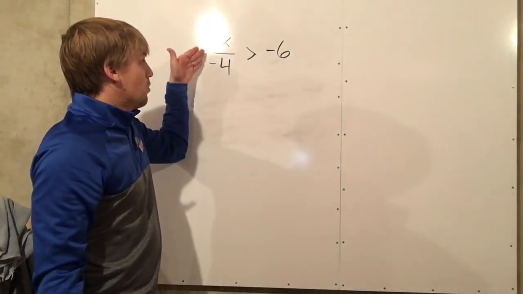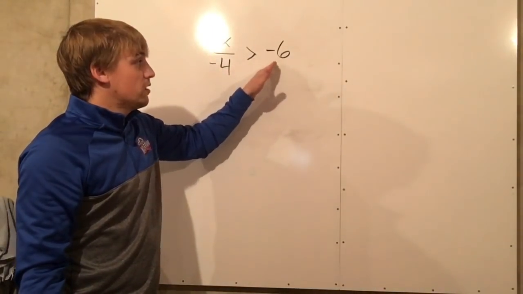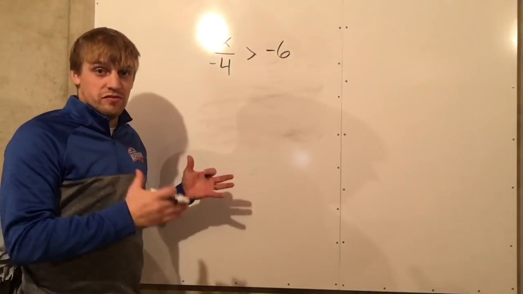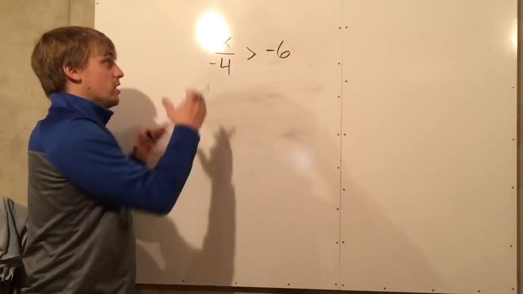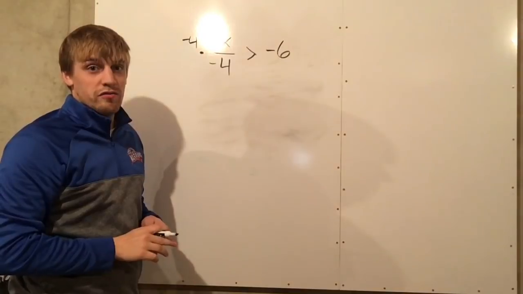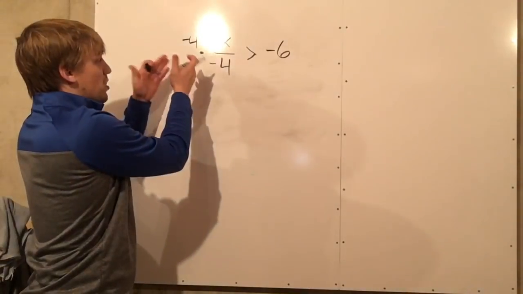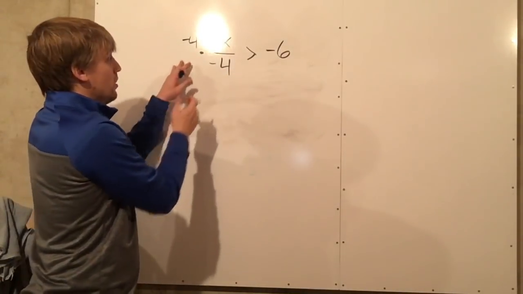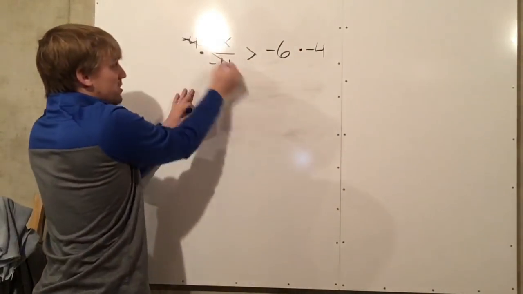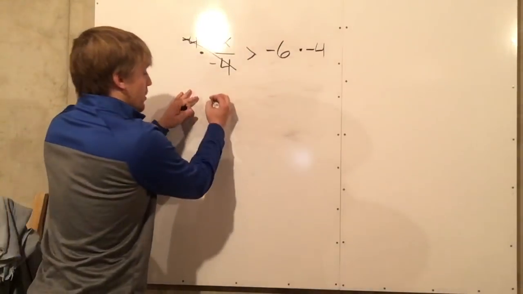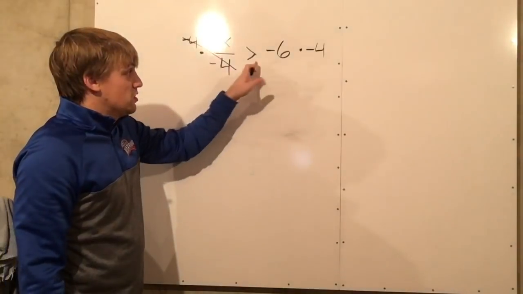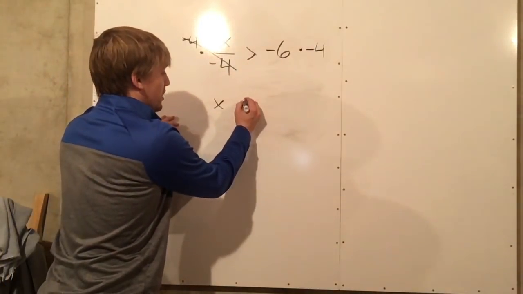So we have x over -4 greater than -6. Okay, this is division. So the opposite of division, because x divided by -4, the opposite of division is multiplication. So we're going to multiply by -4. Because we're multiplying by -4, on the left side we're going to multiply by -4 on this side. These cancel, so we're left with x. We multiplied by a negative. So that means the inequality is going to flip.